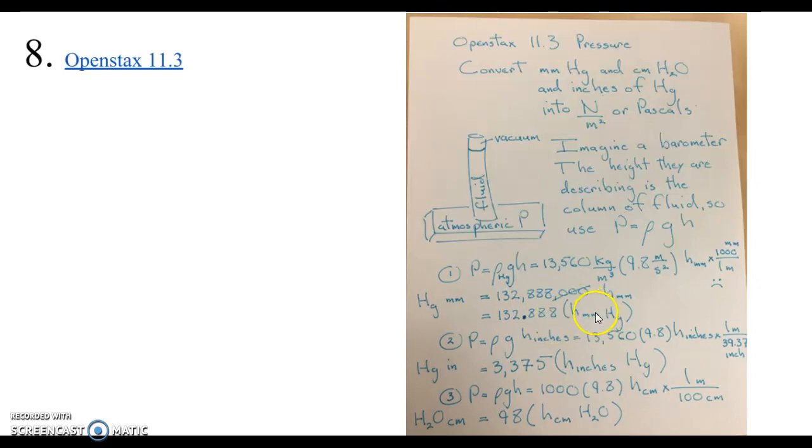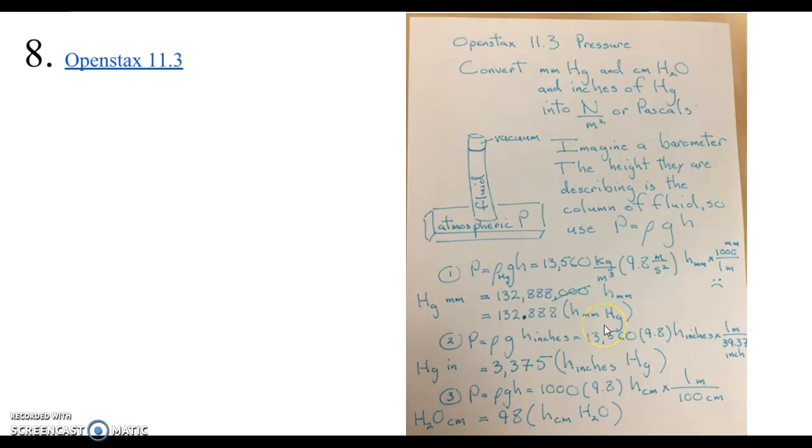That is, if you're given millimeters of mercury, you simply multiply by 132.888. And that'll tell you how many pascals of pressure are equivalent to that height of a column of mercury. And if you do that with 760, you do get back to 101 kilopascals, which is atmospheric pressure.